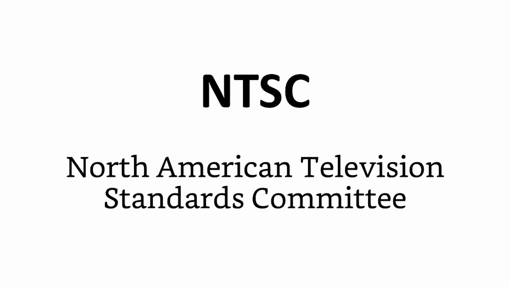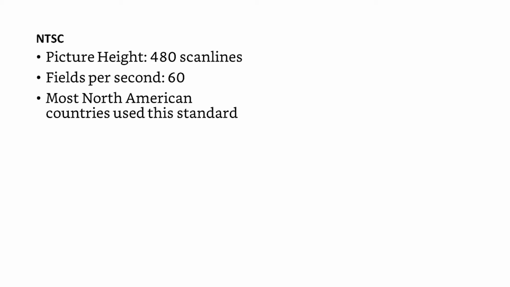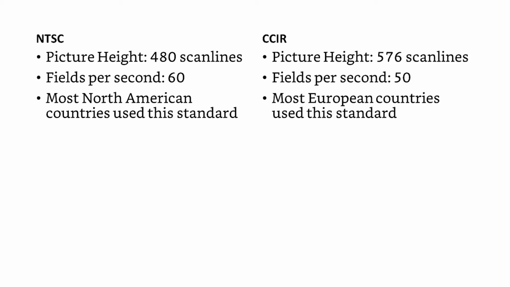The standard I've just described is known as the NTSC standard. NTSC stands for North American Television Standards Committee. Apparently NATSC just didn't quite have the same ring to it, or maybe they just didn't want to admit that they were Americans. As the name suggests, this standard was developed and used in North American territories. In Europe, a separate standard was created called CCIR. CCIR provided a picture that was 576 lines high at a rate of 50 fields per second.